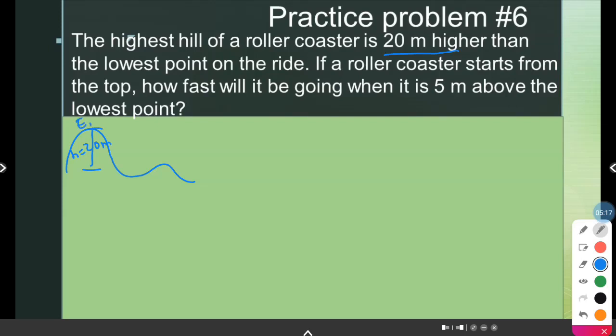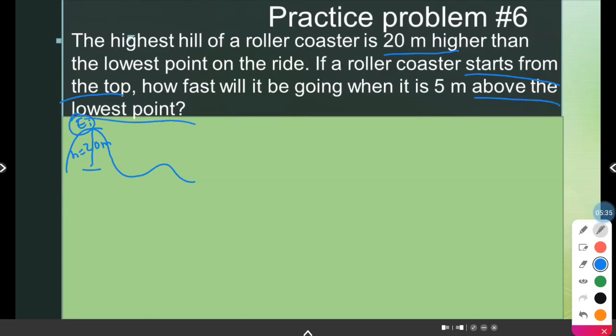That's where we're going to start. That's where you start every roller coaster ride, 20 meters above that lowest point. If a roller coaster starts from the top, that's what we're saying right here, right? So we're starting up there, that's our EI. How fast will it be going when it is 5 meters above the lowest point?